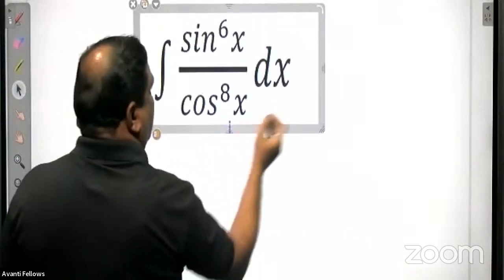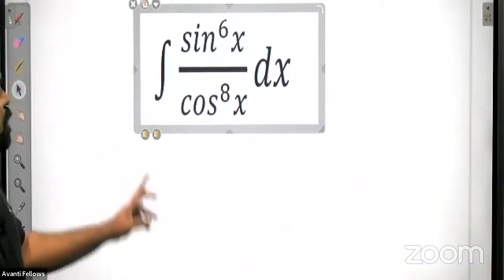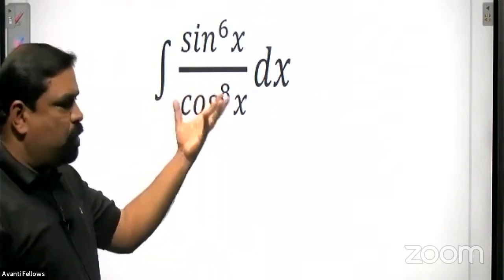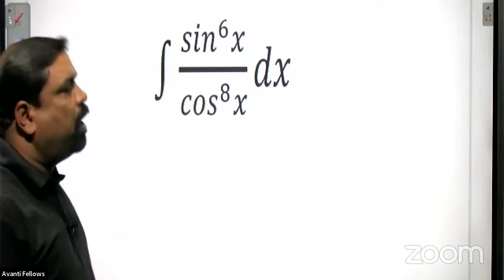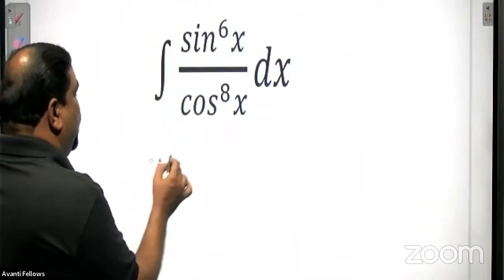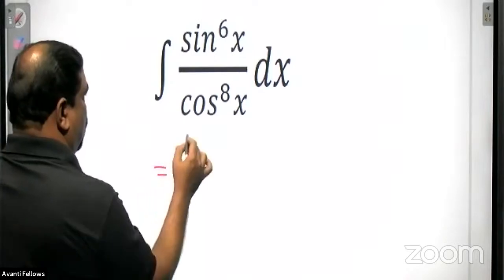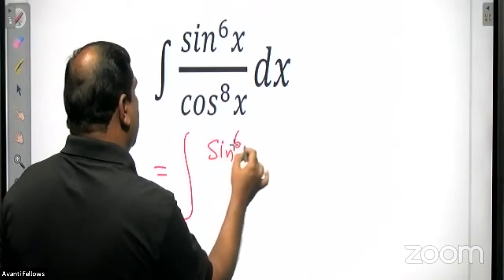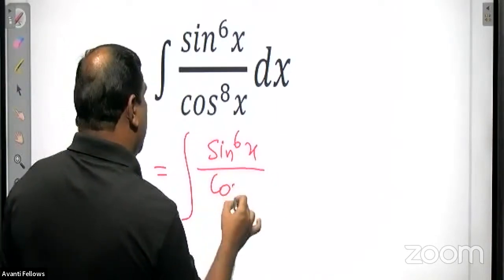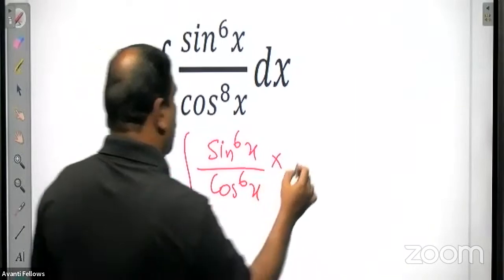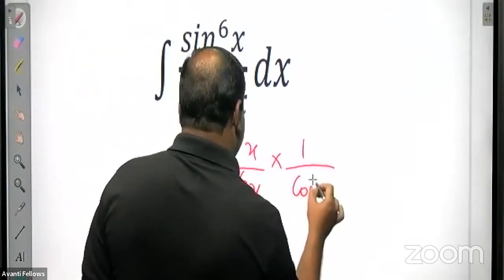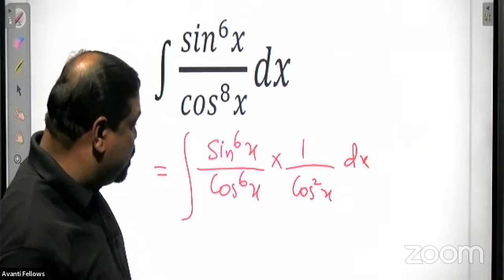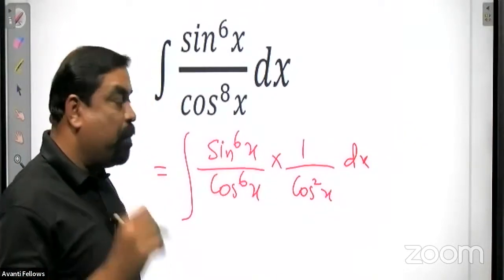Integral of sin raised to 6x divided by cos raised to 8x dx. It's a very simple question actually, not that lengthy. So what we have to do here: you just change this expression. Sin raised to 6x divided by cos raised to 6x into 1 by cos square x. Isn't it?